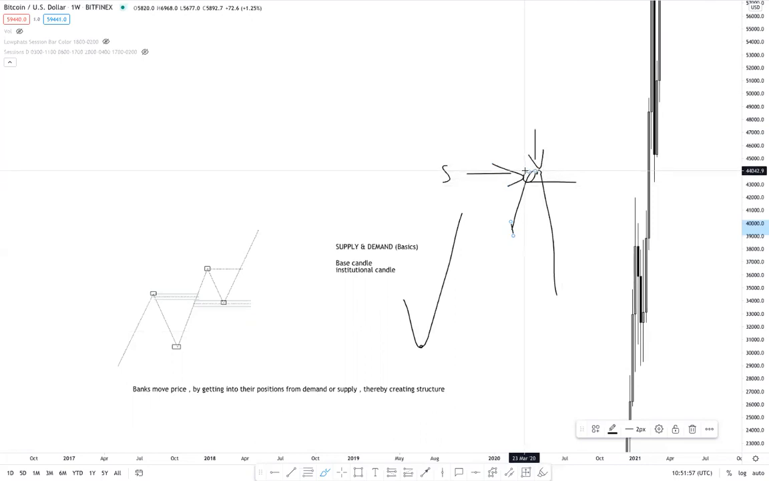Now, think about it this way. If you were a retail trader and you bought here at a supply, you would be in drawdown if price went down. That's the same thing the banks are going to have. They're going to be in drawdowns, but they have a reason for pushing price in the downside. Now, it could be that, say, for example, price was bullish. Let me clean this.